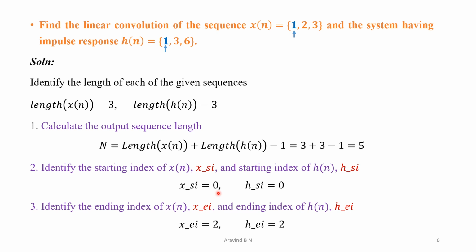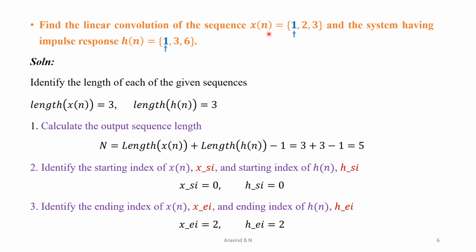Then what about h of n? In h of n also we are going to have the same criteria. Therefore, the starting index in case of h of n is also equal to 0. Next step, identify the ending index of x of n and ending index of h of n. Ending index in the sense we have to consider the very last element in the given sequence and identify its position. That is nothing but the ending index.